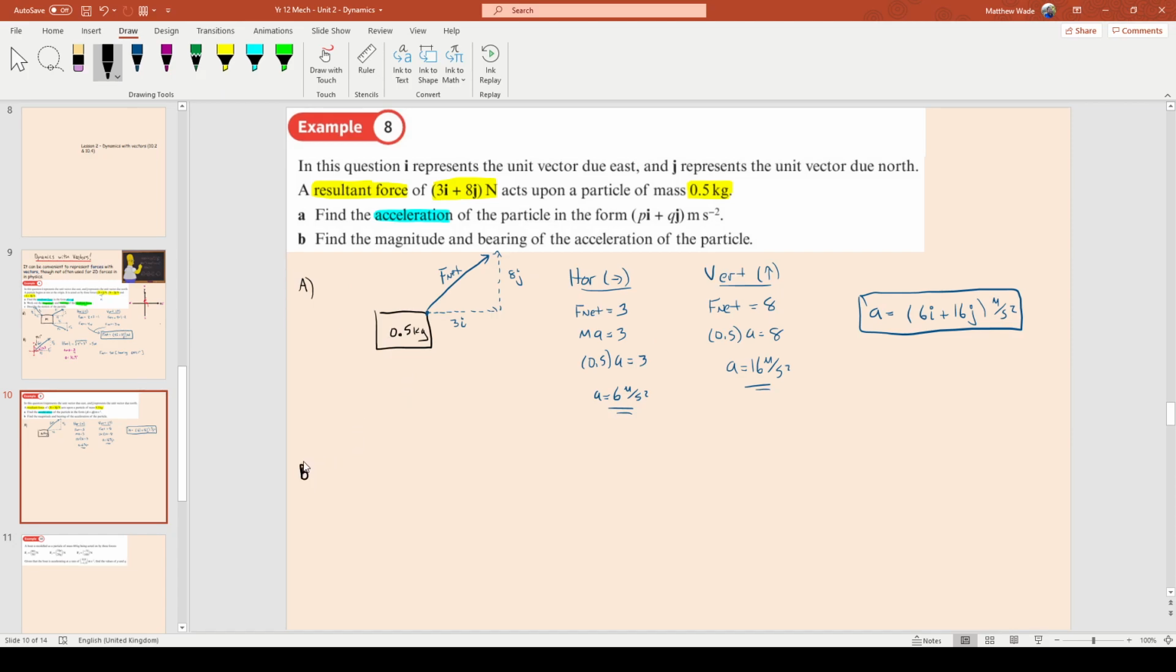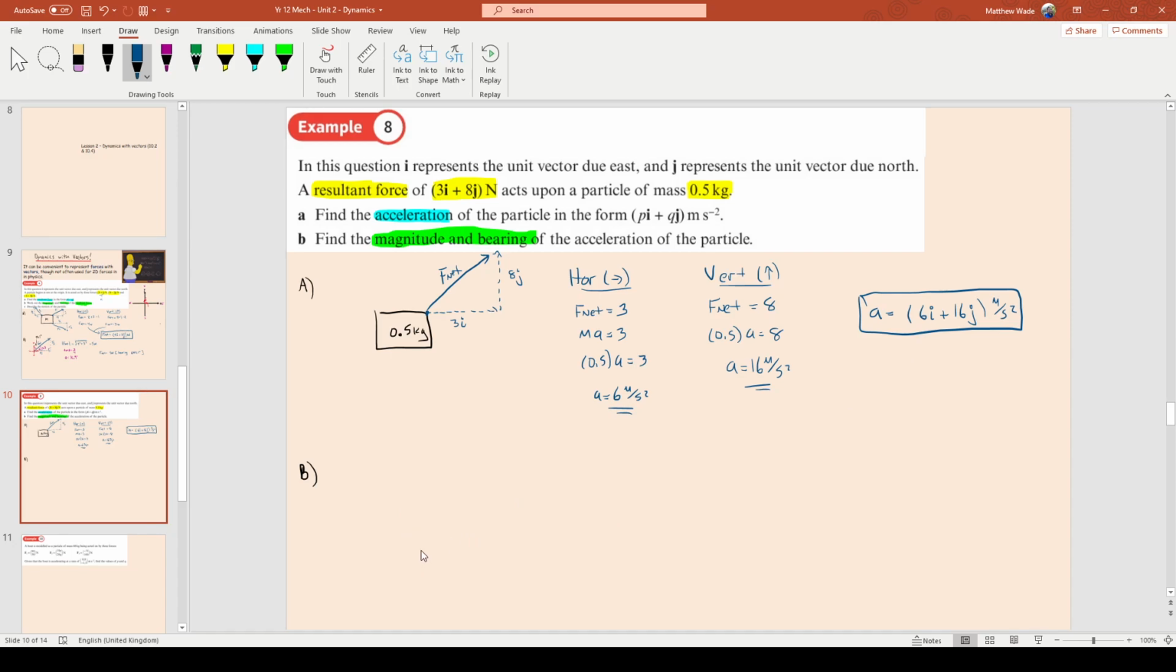Cool. Part B is the same as the last time. Find the magnitude and the bearing of the acceleration of the particle. So the only difference this time is we're not dealing with the force, we're dealing with the acceleration. But it makes no odds because it's still just a vector. So we're going to find the magnitude and the bearing.